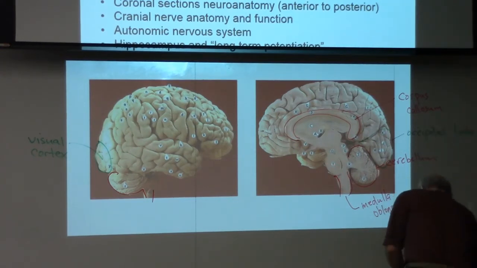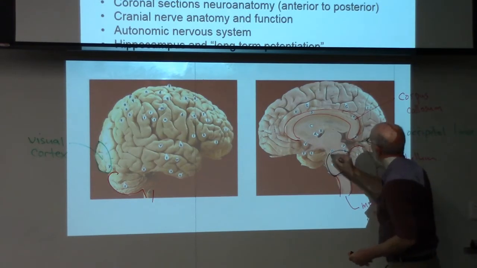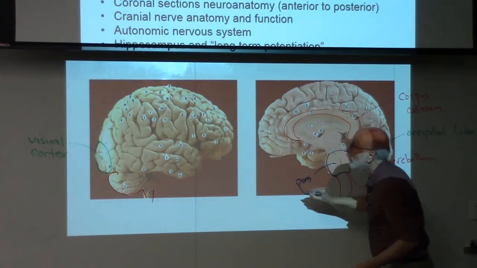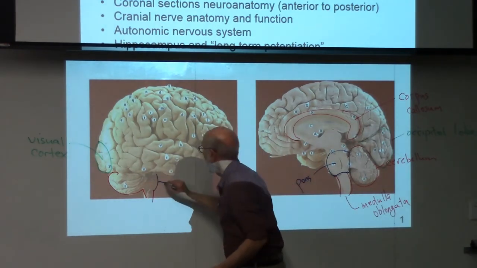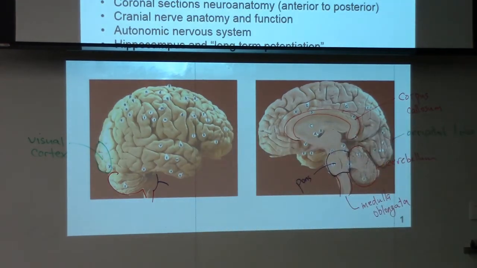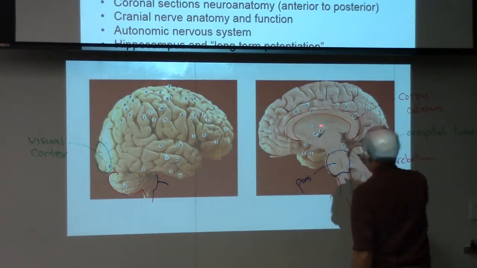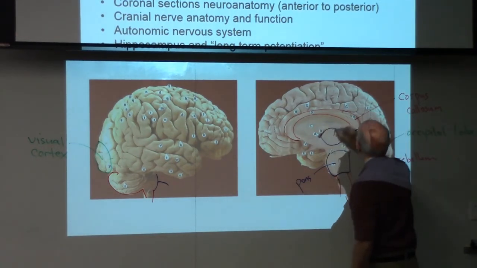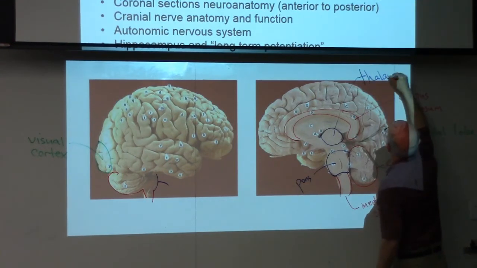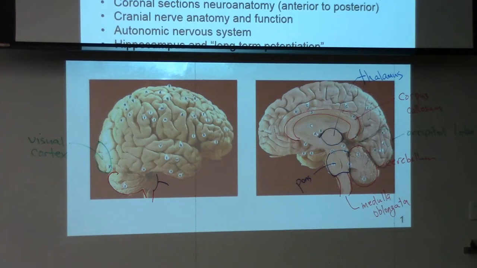Pons, good. Pons. Yes. For the purposes of the quiz, would things like occipital lobe and visual cortex be different labels? Yeah. Is that like the thalamus? Yeah, this is the thalamus. Midbrain? Midbrain.